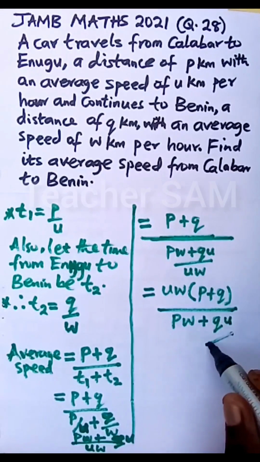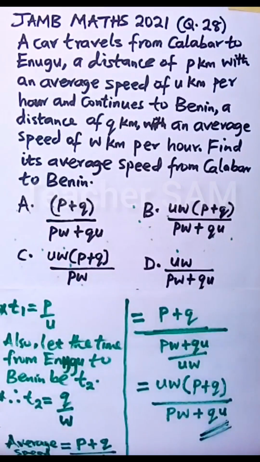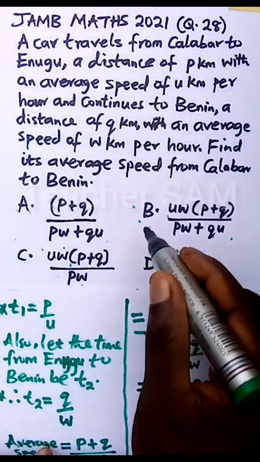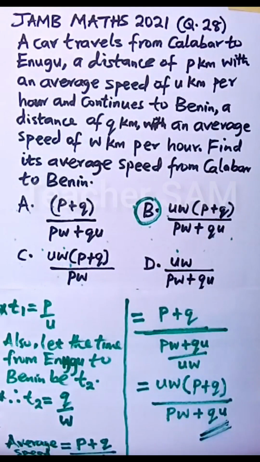So let's check through our options and see which of the options correctly answer this question. So if you check through the options, you find out that the correct answer to this question is option B. Option B is the correct answer to this question.